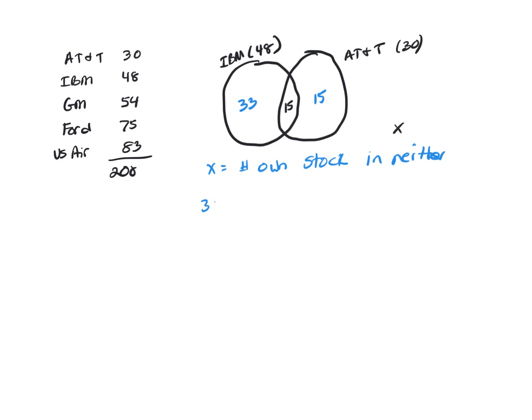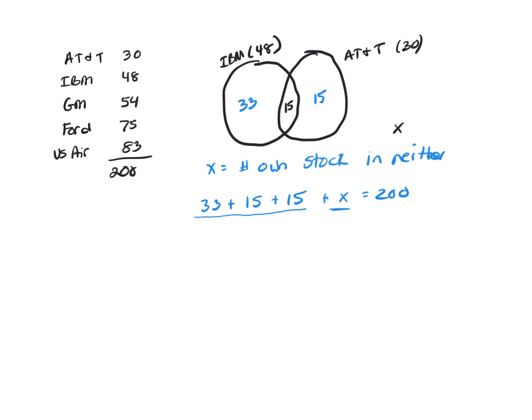Well, if you take 33 plus 15 plus 15, that covers my bases for IBM alone, both, and AT&T alone. And then if I add to that the number that do not own either one of them, that would be all these other ones, GM, Ford, and all that. I'm going to call that X. And we know the total number is 200. So if I covered all my bases, yes, these are the IBM, the AT&T, and this is everybody else that doesn't own IBM or AT&T.